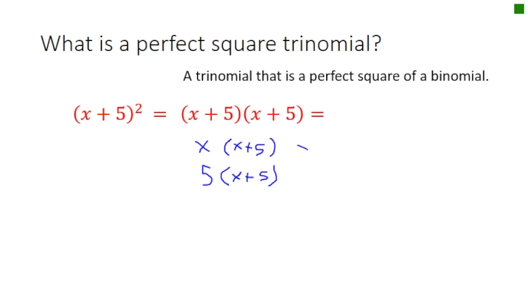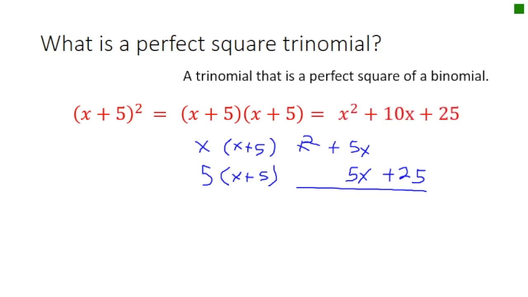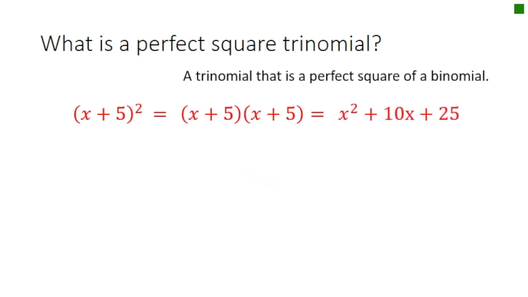X times x is x squared. X times 5 is 5x. Hopefully this is just review. 5 times x is 5x. And then 5 times 5 is 25. So now when you add it together, you get x squared plus 10x plus 25. This would be a perfect square trinomial. I'm just going to write PST. Okay? So that would be an example of that.